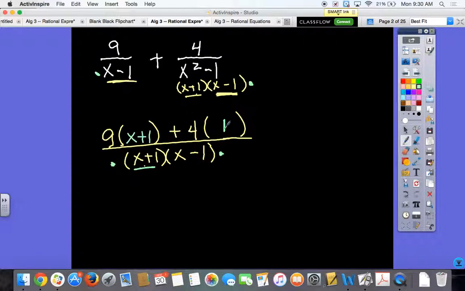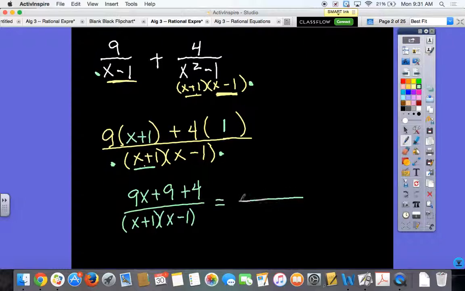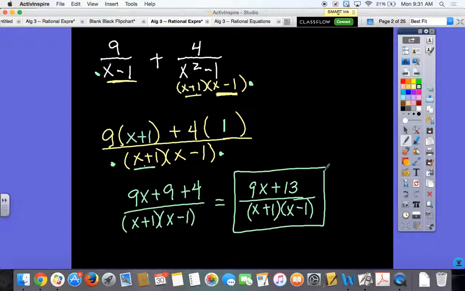Once you get all that structured, multiply the top out. 9x plus 9 plus 4. And by the way, never, ever, ever multiply the bottom out. It kind of makes you go around in circles. There's no sense in it. Just work with the numerator. If nothing happens with your numerator, then you can stop. You can't do anything with 9x plus 13. There's nothing you can factor, nothing you can reduce, so this is your answer. You're done.